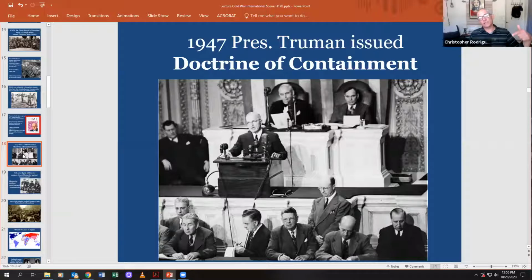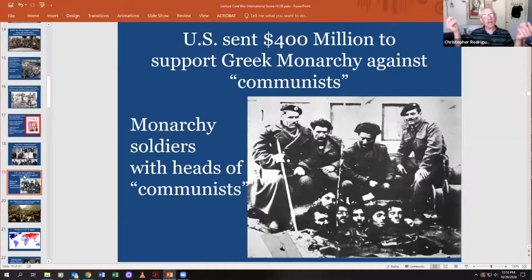So Congress agreed. And remember, Congress controls the money. So Congress sent $400 million to support the Greek monarchy, right? Not a Greek democracy, but monarchy, against the so-called communists, the ELAS. And it was a bloody war, and I apologize for this image, but I just wanted to get across the fact that this was not a Cold War everywhere, right? These are soldiers of the Greek monarchy supported by the US with the heads of slain ELAS soldiers, who they're calling communists.